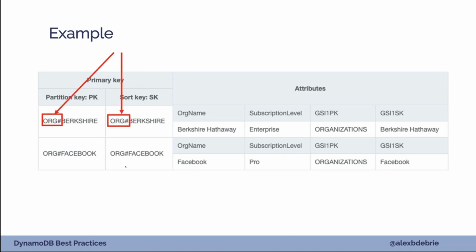Then if we look at some of the values for those, you can see I have this prefix on the values there. I have ORG#, and then the organization name, Berkshire, or ORG#Facebook. What I'm doing there is just distinguishing what type of entity this is. This is an organization entity. Organizations are all going to have the same sort of pattern in my application. It's usually going to include some sort of prefix and then some sort of value from the item that I'm going to use to identify that item.